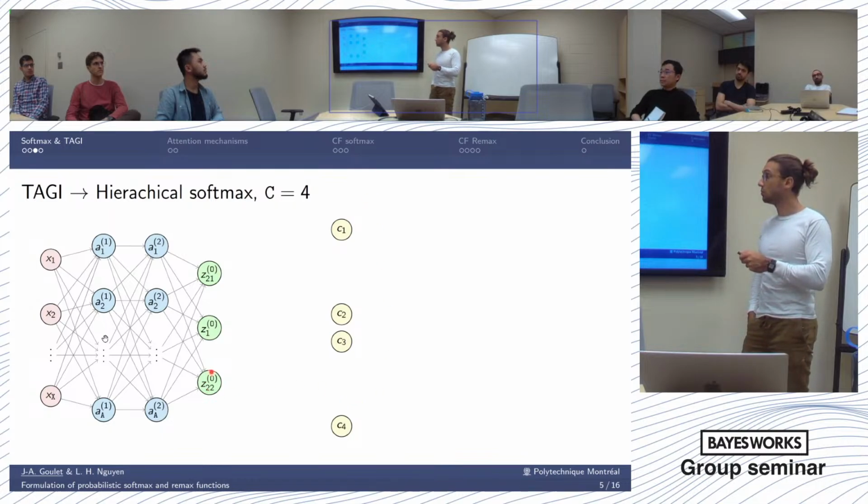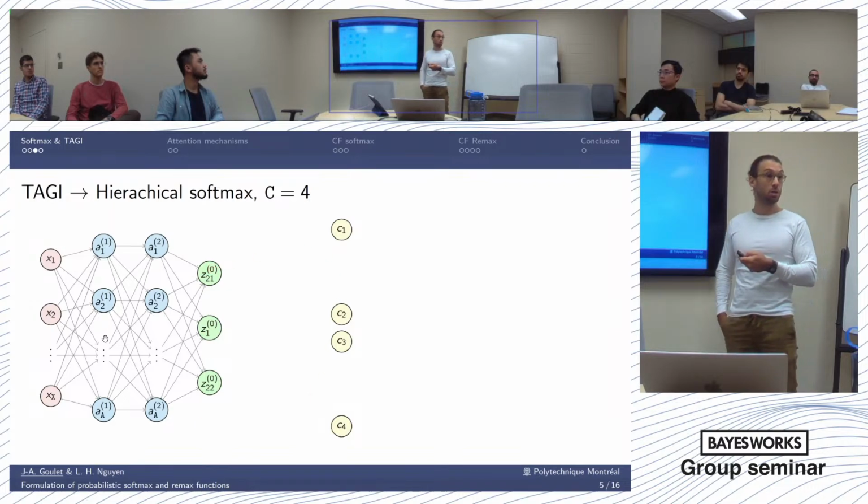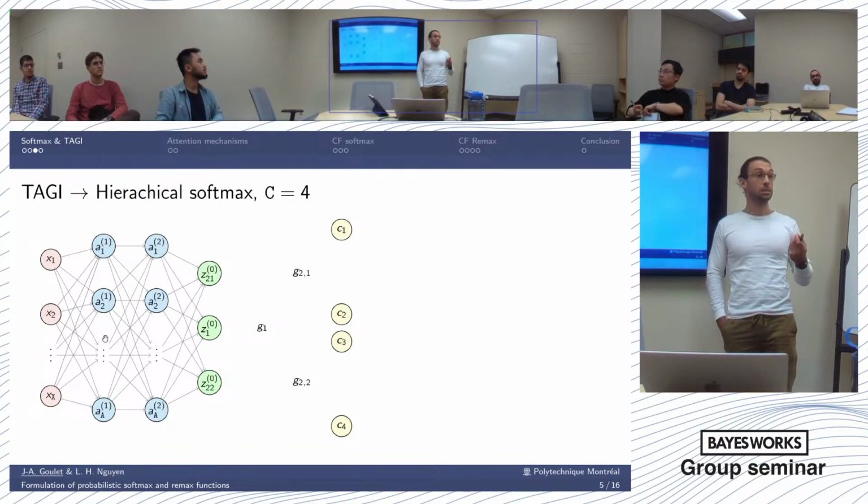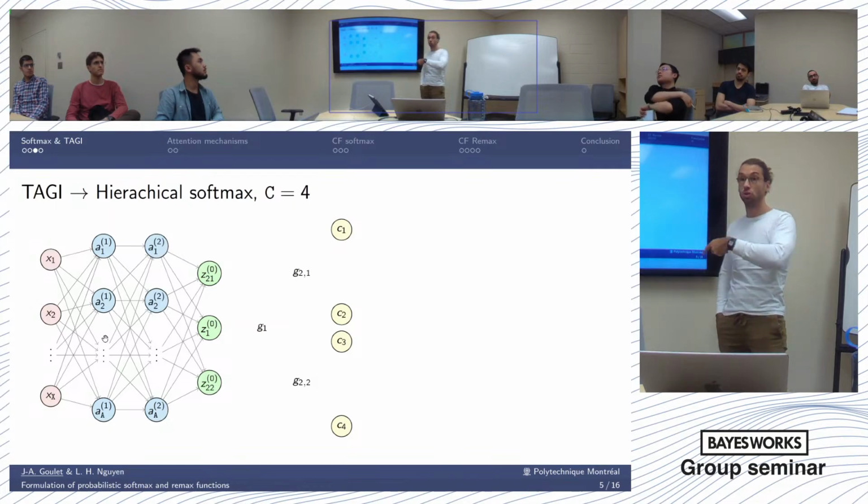Okay, so now you see we don't have as many hidden states on the output layer as I have classes. It's n minus 1. Why? Because I don't have the softmax anymore. What I have are gates. In that case, for 4 classes, I need 3 gates.